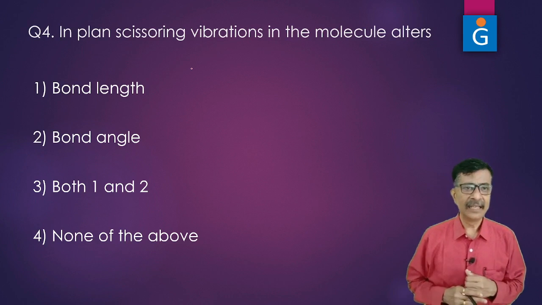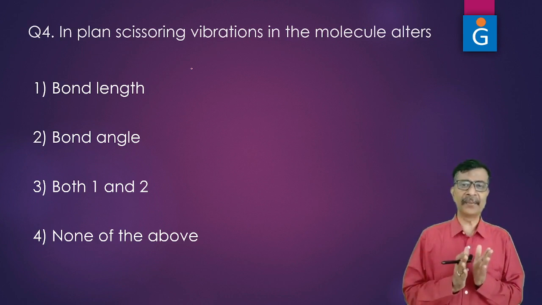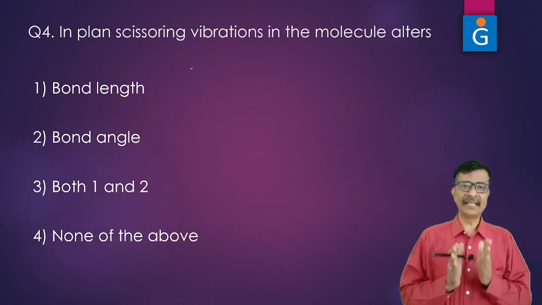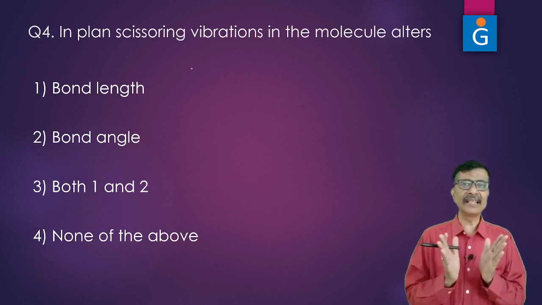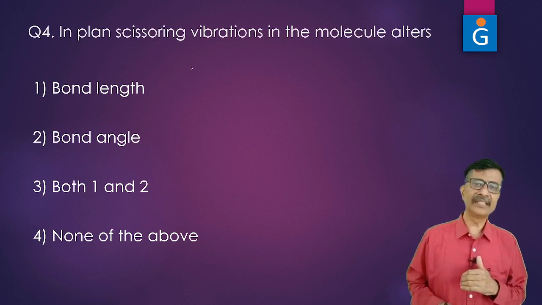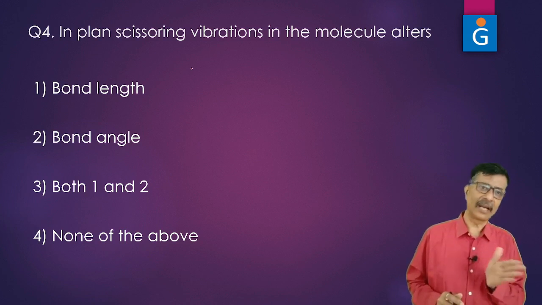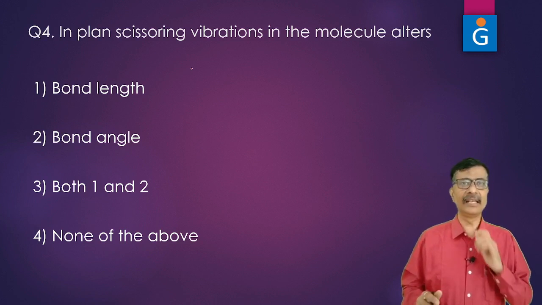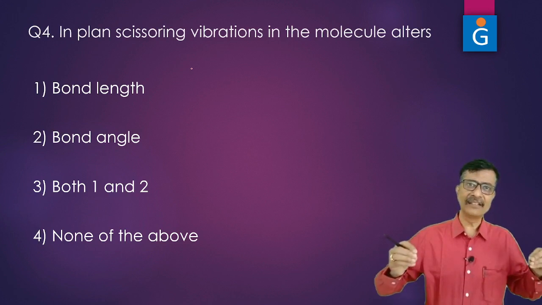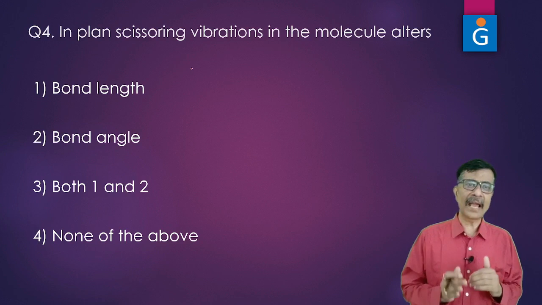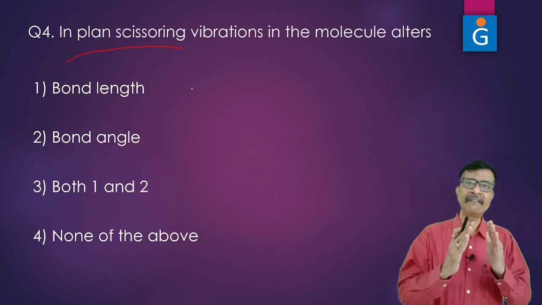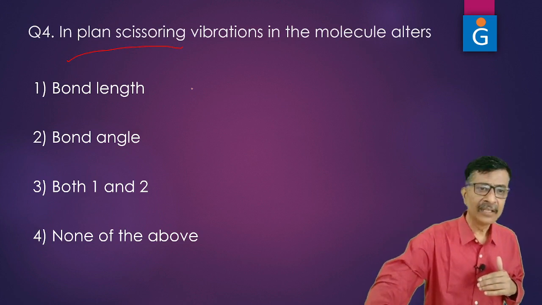Moving to the next, in plane scissoring, vibration in the molecule alters. A similar question as earlier. Scissoring is a kind of bending vibration. When it's a bending vibration, there is a change in bond angle. So as we have discussed with respect to the earlier question, stretching alters bond length while bending alters bond angle. This in plane scissoring is a kind of bending vibration, so there is a change in bond angle.